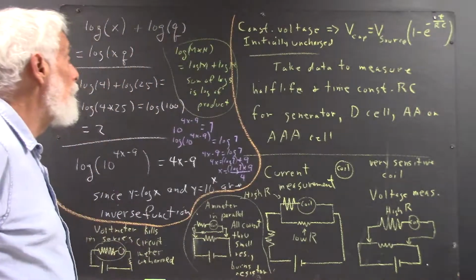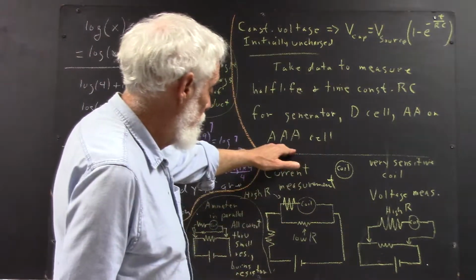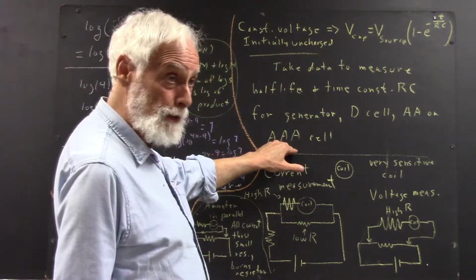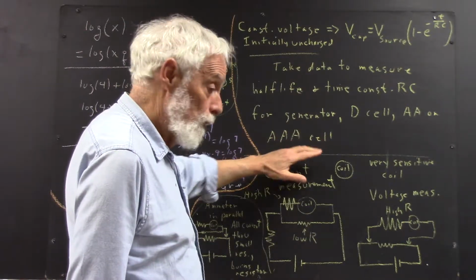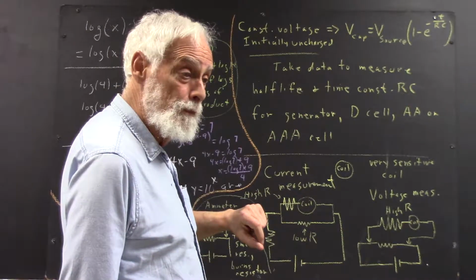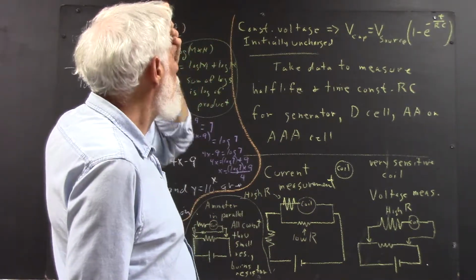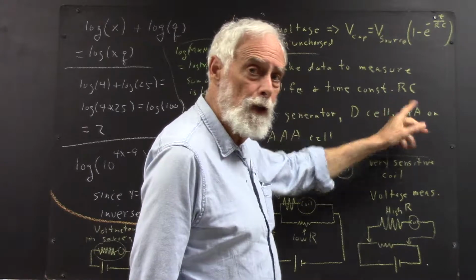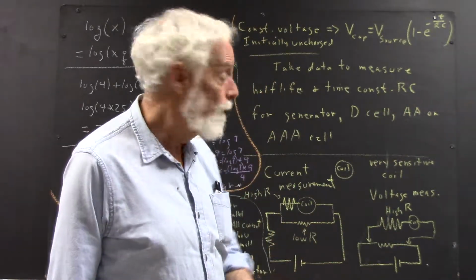Now, that was the task. We'll come back to that task and how we might analyze it. But this is your goal. Measure the RC, the time constant. And from that, of course, knowing the capacitance, you can figure out the internal resistance of your source.